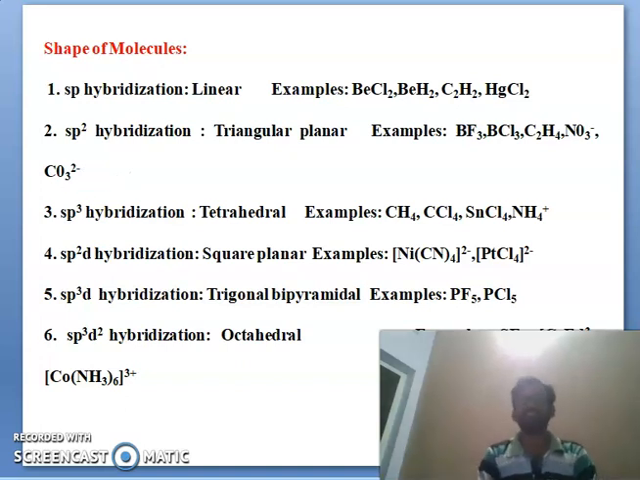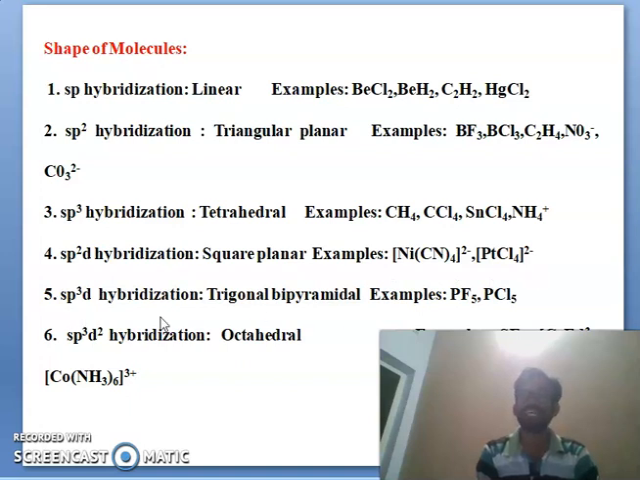The third one is sp3 hybridization, so the shape is tetrahedral. Examples: CH4, CCl4, SnCl4, NH4+. You can see dsp2 hybridization. The shape is square planar. Examples: nickel cyanide, platinum chloride.